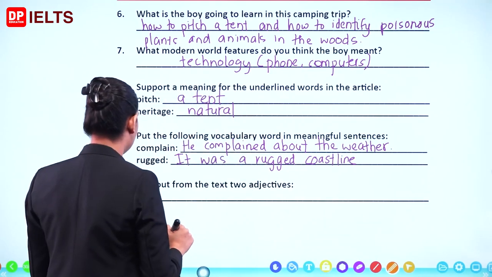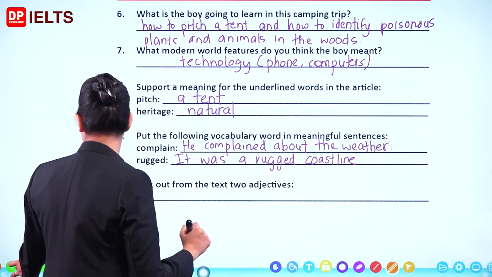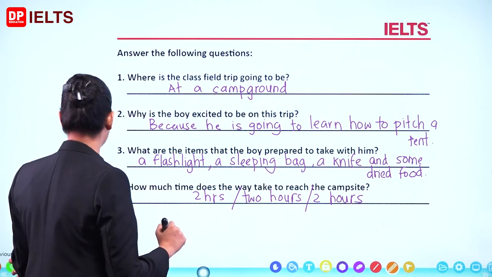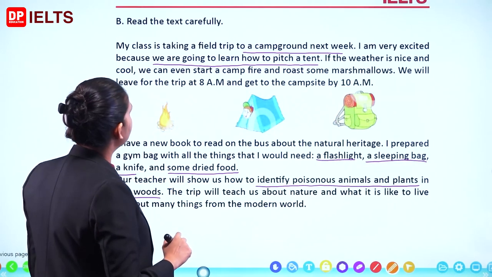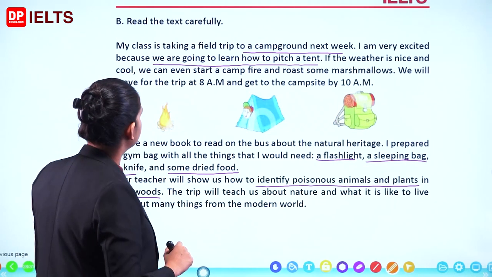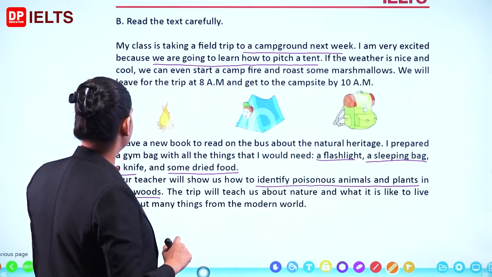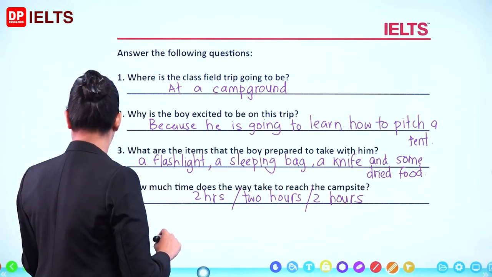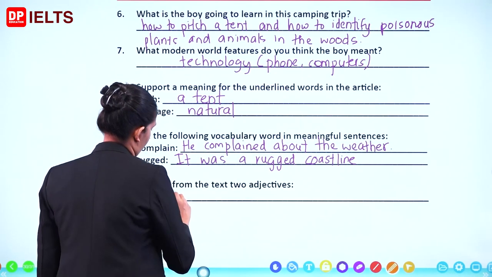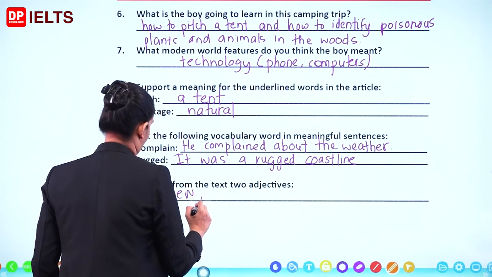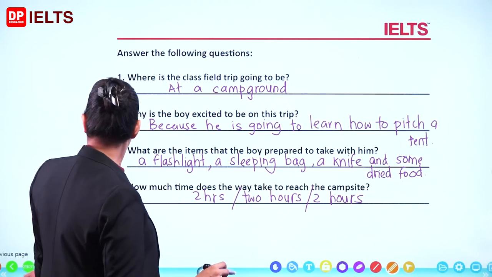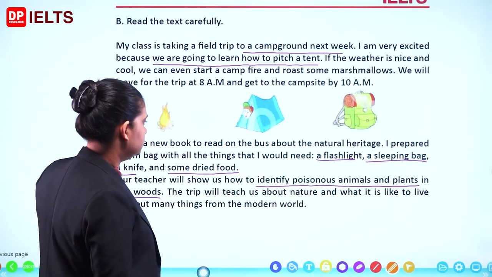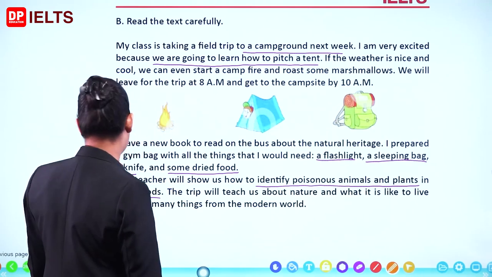Okay? Pick out from the text two adjectives. New, a new book, and poisonous animals.